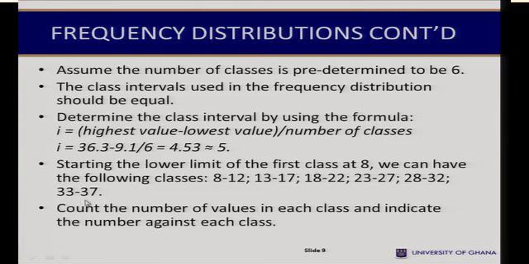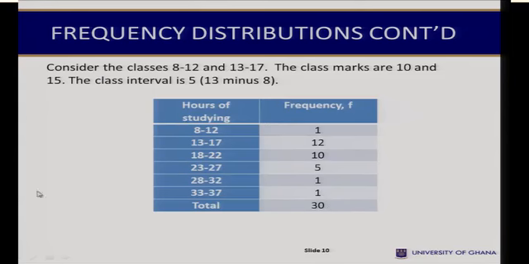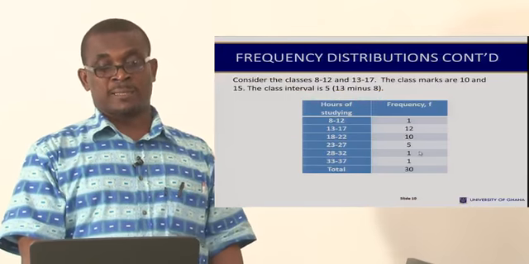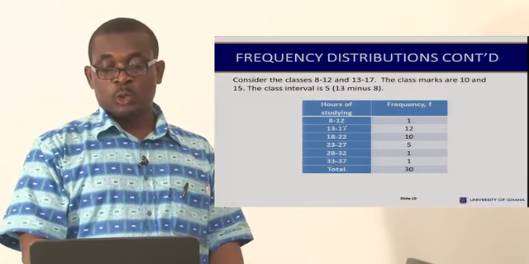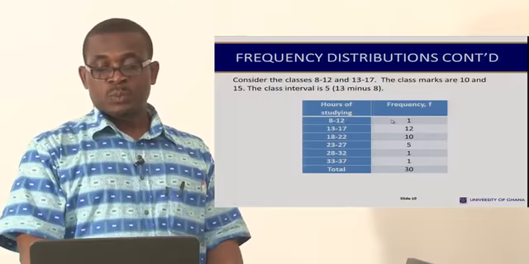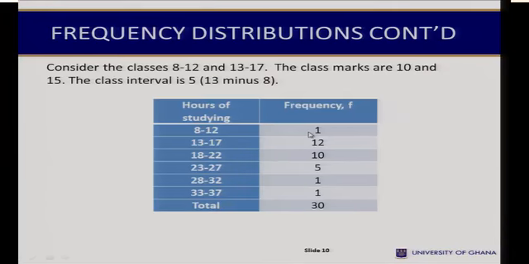Now, what we do next is to prepare a table in which we write the various classes, and then indicate the number of students who fall into each of the classes. So clearly, in our 8 to 12 class, there's only one. It means that only one student studied between 8 and 12 hours.